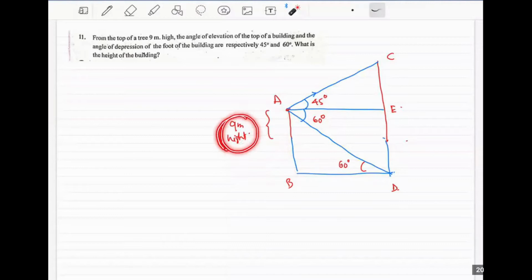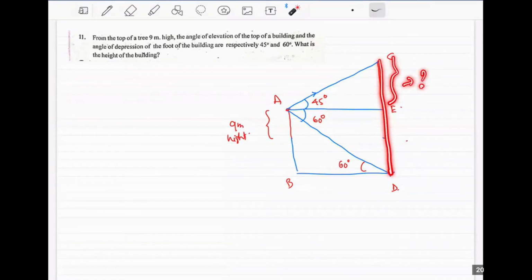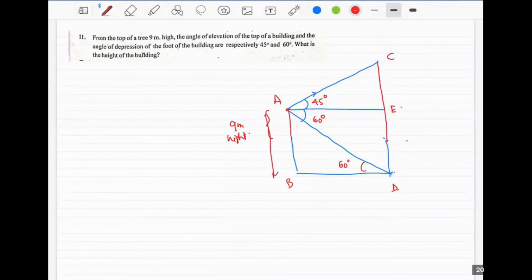This is 9 meter. So AB will be equal to ED right here. That means if this is 9 meter, this will also be 9. Look, the building is CD. It consists of two parts right here. CE, we don't know how much. ED, we know this as 9 meter. If I add 9 meter and the value that I will be able to find out here, then it will be very easy for us to find out the height of the building, right? So this is 9 meter given. Now let's start the solution.